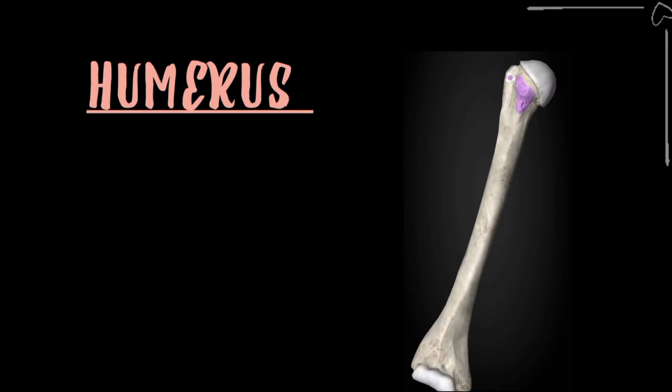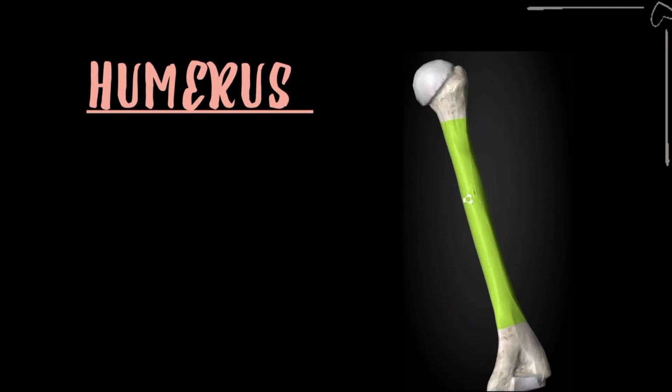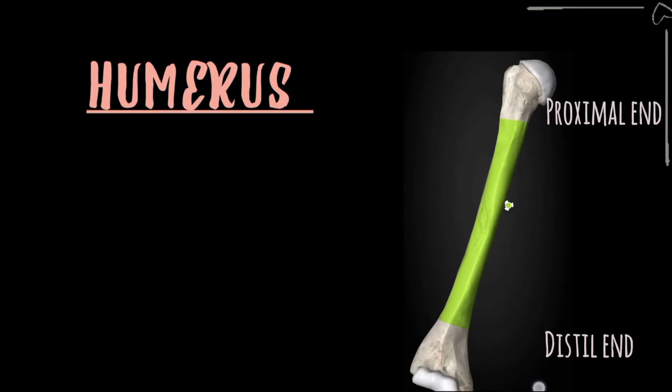Now the upper structure is the proximal end, and the lower end over here is called the distal end of the humerus, and between these two this green marked area is termed the shaft of the humerus.